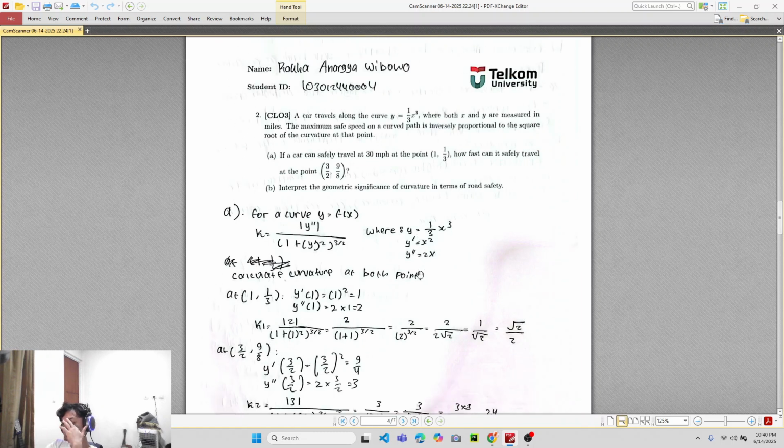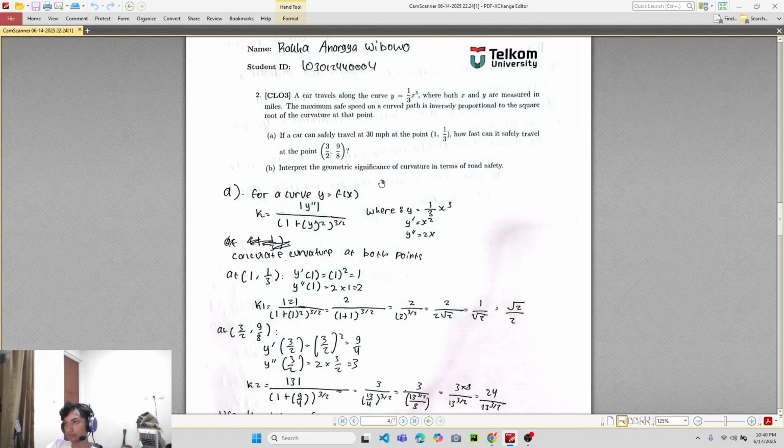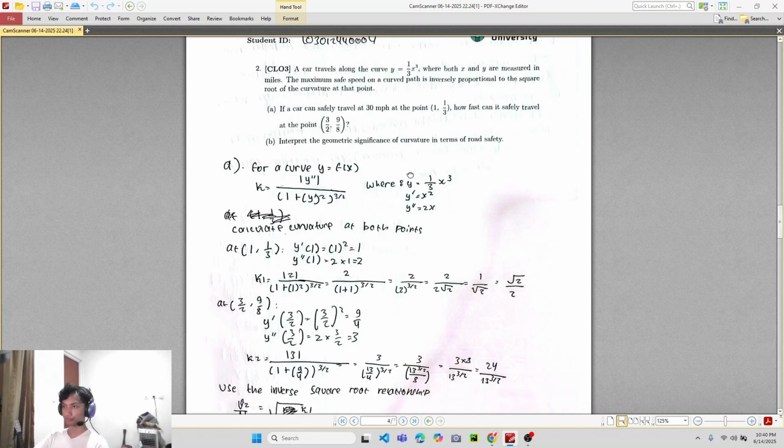And for the second question, we need to find if a car can safely travel at 30 miles per hour at the point (1, 1/3), how fast can it safely travel at the point (3/2, 9/8).